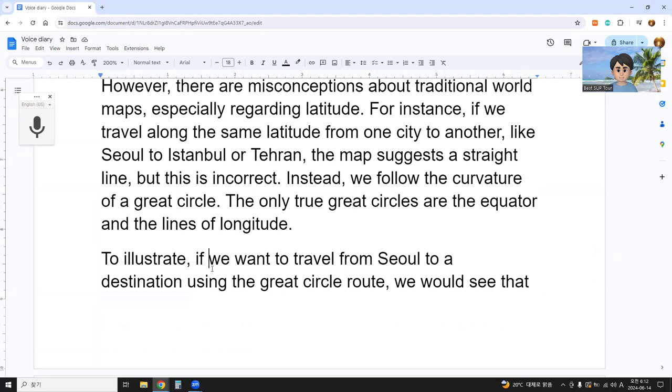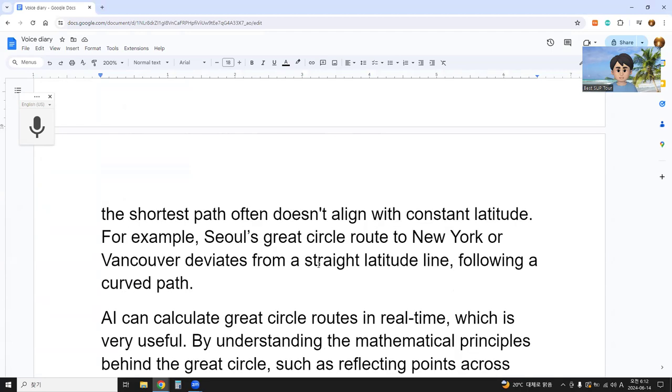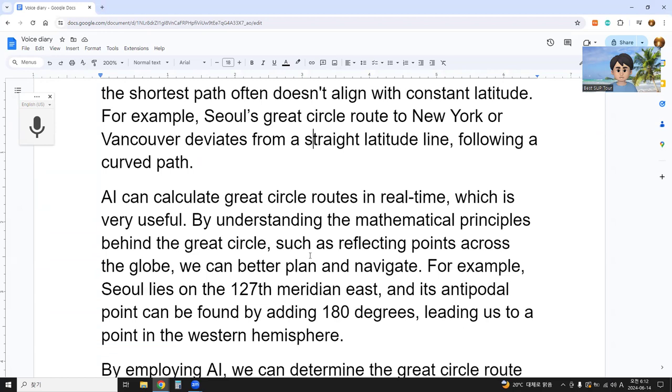To illustrate, if we want to travel from Seoul to a destination using the great circle route, we would see that the southeast path often doesn't align with the constant latitude. For example, Seoul's great circle route to New York or Vancouver deviates from a straight latitude line, following a curved path. AI can calculate the great circle route in real time, which is very useful.